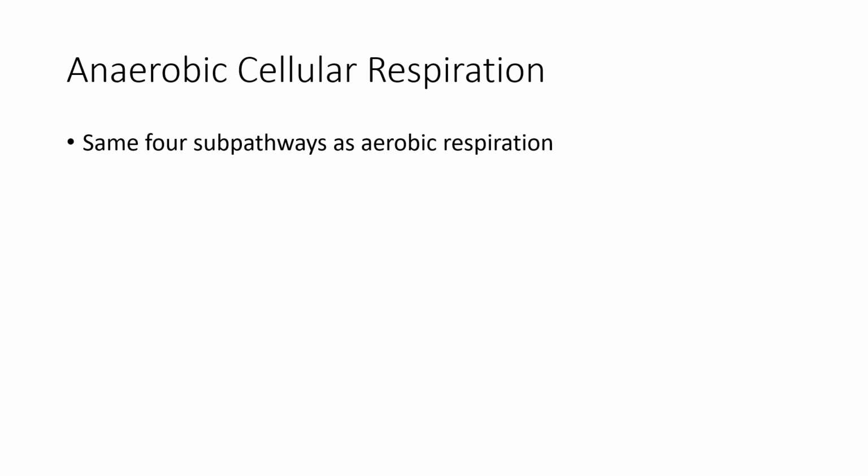So anaerobic cellular respiration. Now that we've been through aerobic cellular respiration, we need to cover anaerobic cellular respiration. Now this is about the time most people start to freak out because this is a lot of molecular biology, but it uses the 4 same subpathways as aerobic cellular respiration. The difference is oxygen is not the final electron acceptor at the end.